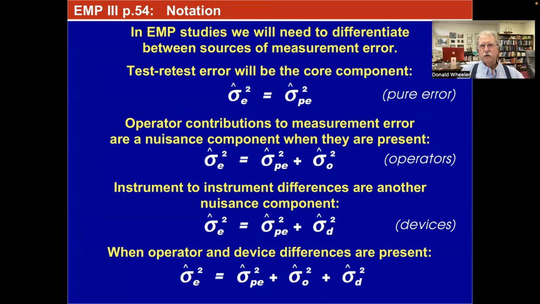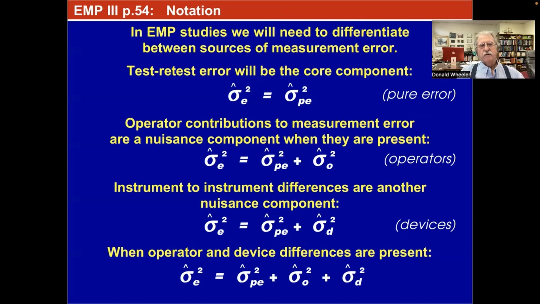Test, retest error will be the core component. Sigma PE hat squared, pure error. This is known as repeatability or equipment variation and other terms. I just call it test, retest error because I think that's descriptive. But the traditional label here is pure error. It's the basic core component.